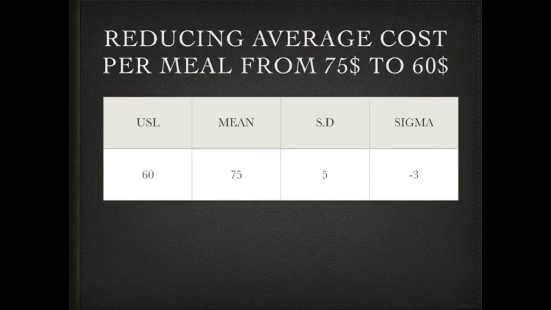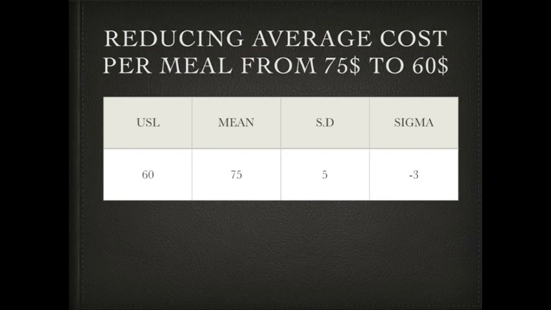Now coming to restaurants. Reducing cost is very essential in restaurants. We have taken reducing the average cost per meal from $75 to $60. Here the upper specification limit is 60. The mean level is 75. The mean level is beyond the upper specification limit.